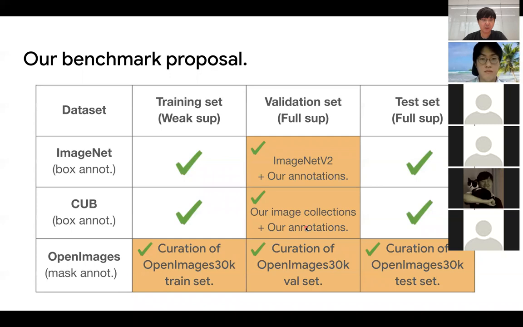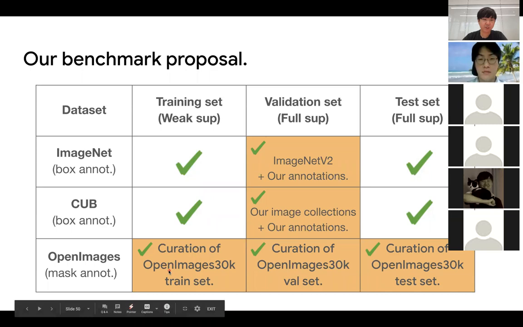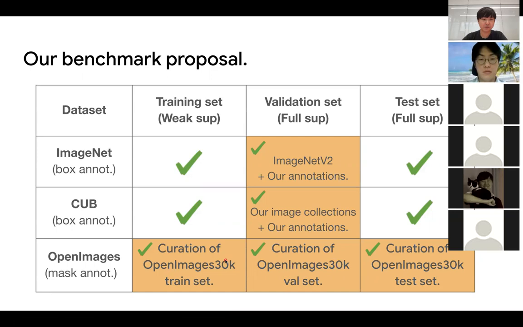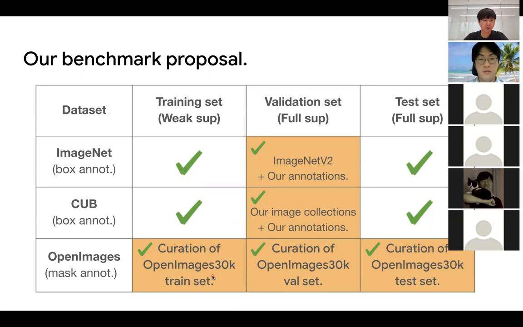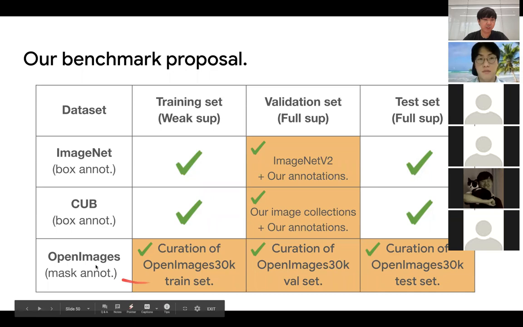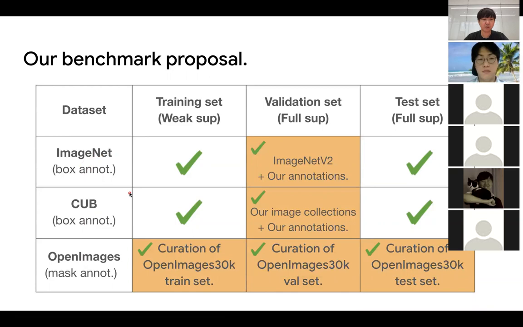In addition, we process the massive Open Images V6 and make a new compact dataset for WSOL. This dataset is called OpenImages30K. So this OpenImages30K includes about 30K images, and most importantly, Open Images provides mask annotations, while these two datasets provide only box annotations. As a result, we can evaluate WSOL methods more accurately on this dataset.